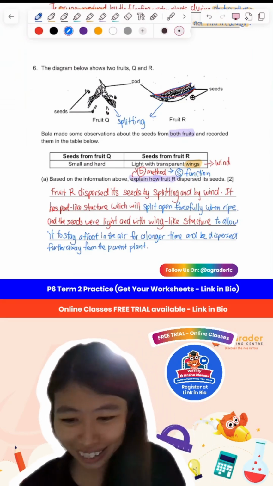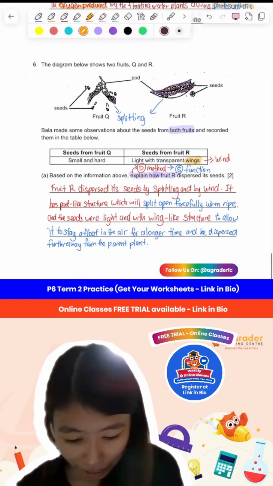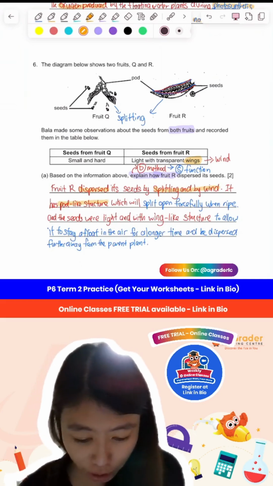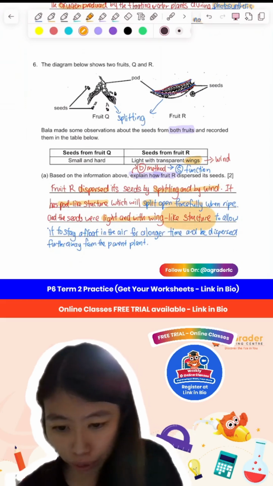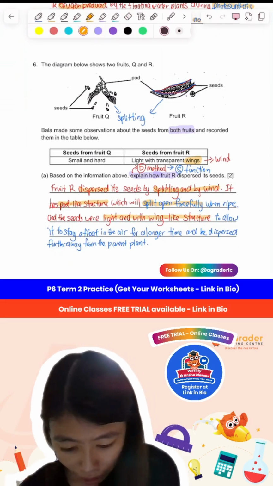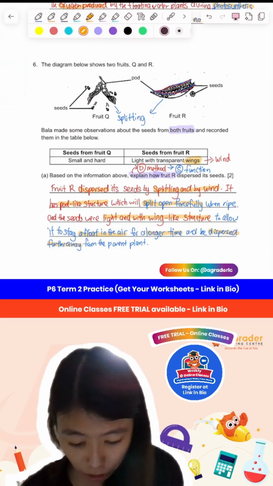Okay, I'm gonna highlight the key things, okay? So you must mention, disperse its seeds by splitting and by wind. Pod-like structure, split open forcefully. The seeds are light, with wing-like structure, allow it to stay afloat in the air for a longer time and be dispersed further away.